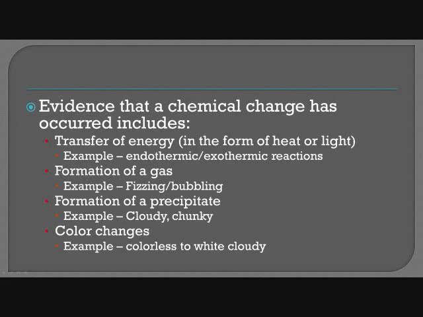And last but not least, color changes. Colorless to white or cloudy would be an example of that. Or also when we do acid-base titrations, which we'll talk about this unit, we use the indicator to tell us when we have reached the equivalence point. So when we do our titration and it starts out as clear and it turns to pink, we've done that before, that would be another example, because it's a chemical reaction happening, but the only way for us to see it is by adding that indicator so that we see the change happening.